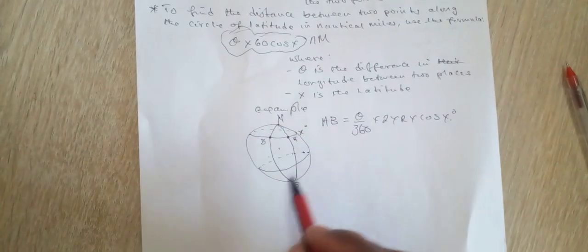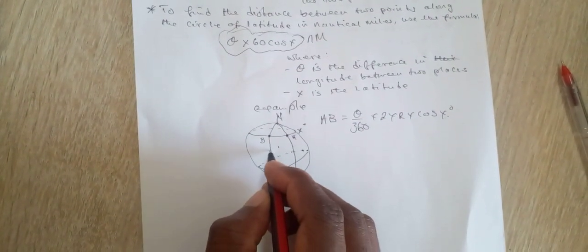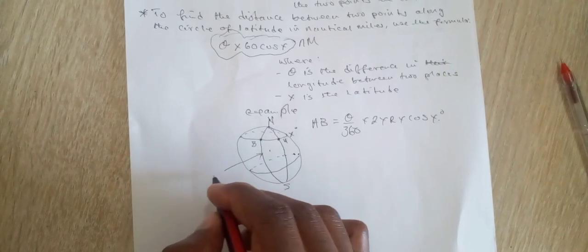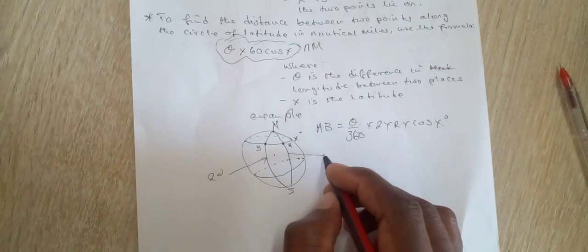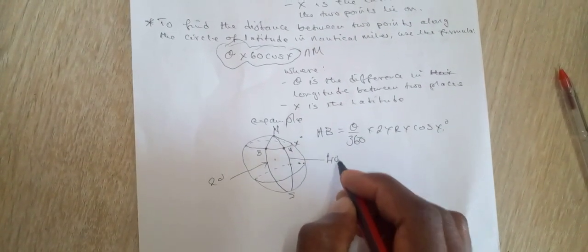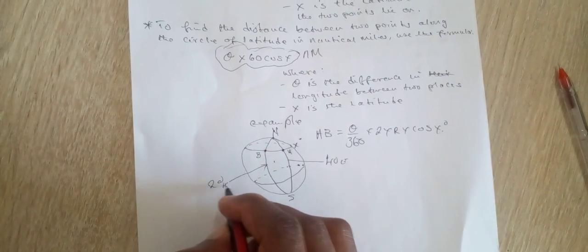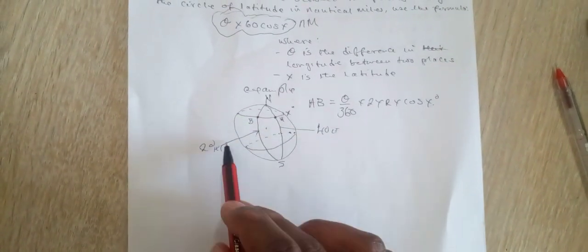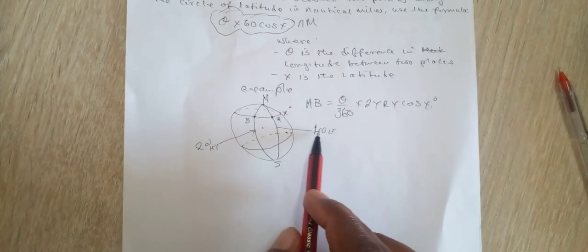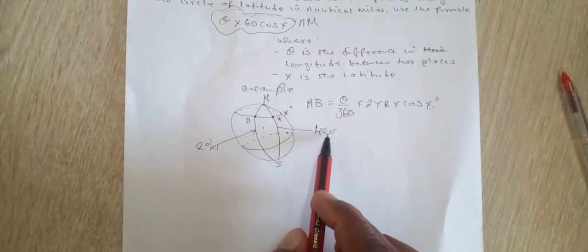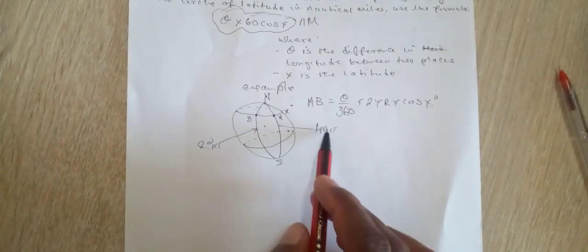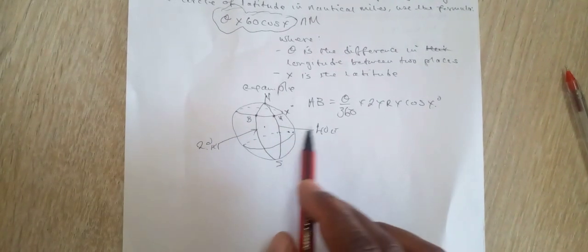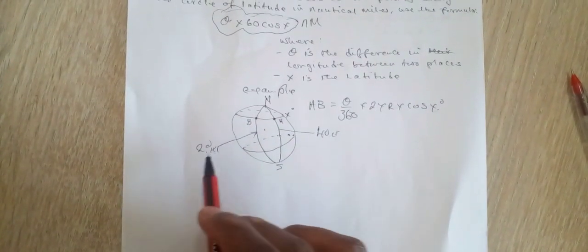But this theta will be the difference in these two longitudes. Let's say this is 20 and this is 40. Okay, this is 40 degrees east and 20 degrees west. Now, you see these two longitudes are different. They lie on different hemispheres. This is on the eastern side. This is on the western side. So if they are not lying in the same hemisphere, you just have to add.